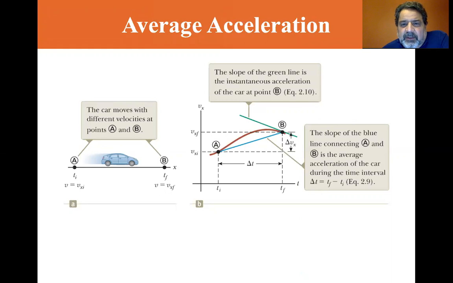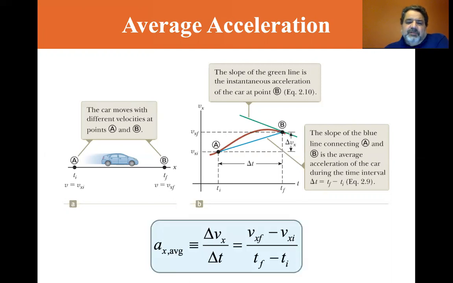So the slope of the green line is the instantaneous acceleration of the car, and the slope of the blue line connecting A and B is the average acceleration of the car during the time interval delta t equals t final minus t initial. So the average acceleration is delta Vx, that's velocity in the x direction, over delta t. So that's v in the x direction final minus v in the x direction initial, divided by t final minus t initial. That's the blue line.